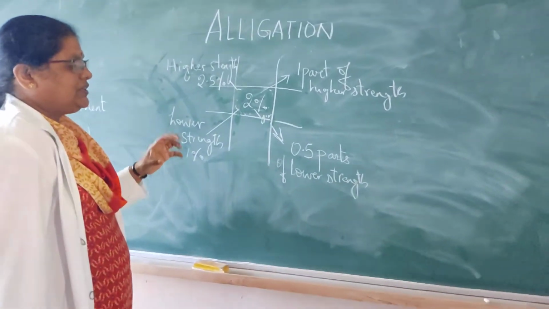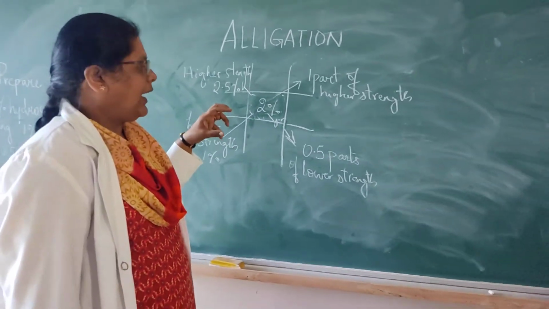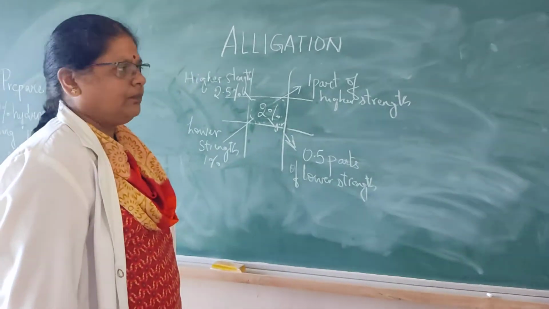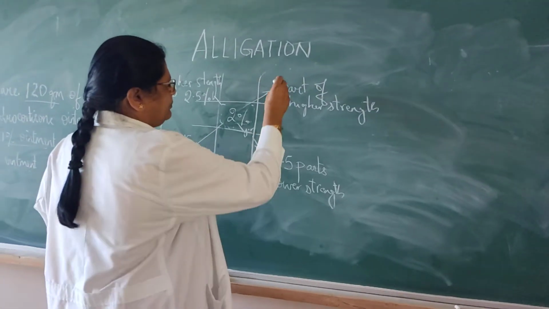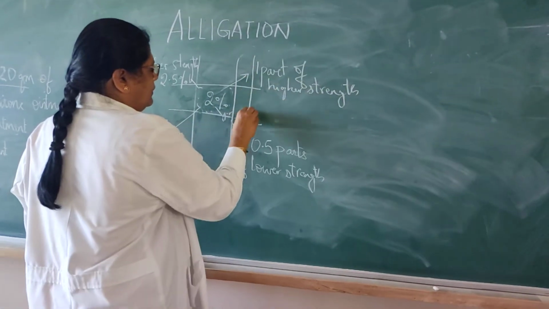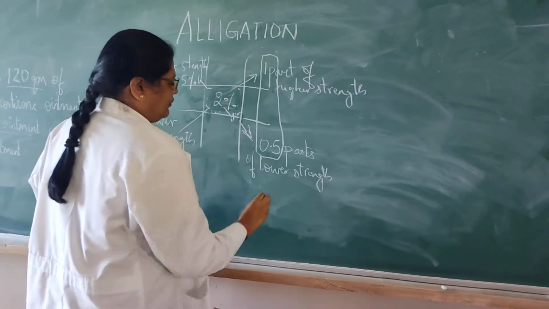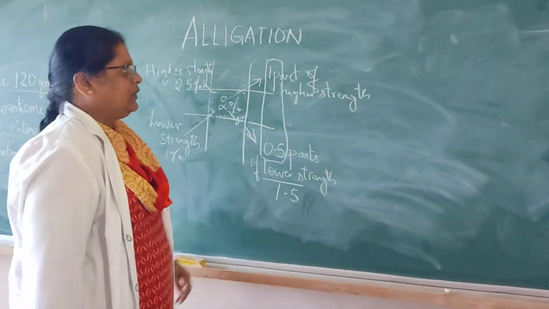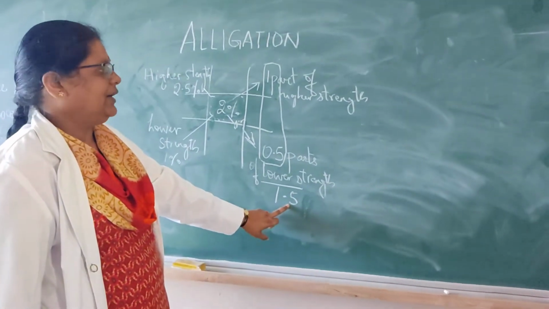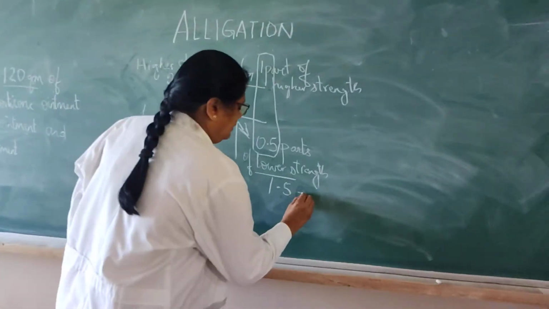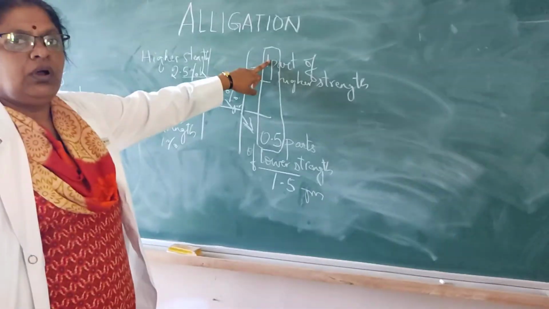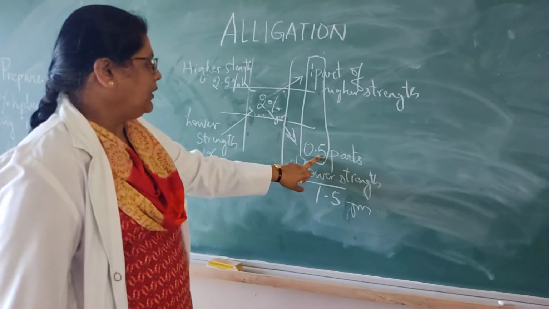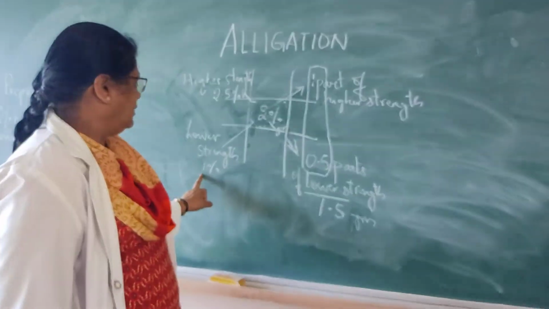Now coming to how much exact quantity you would have to weigh of these products to prepare 120 grams. Here you look into it, it is 1 and 0.5, total is 1.5. So in 1.5 parts of the preparation, you have 1 part of 2.5% strength of hydrocortisone and 0.5 parts of the 1% ointment.